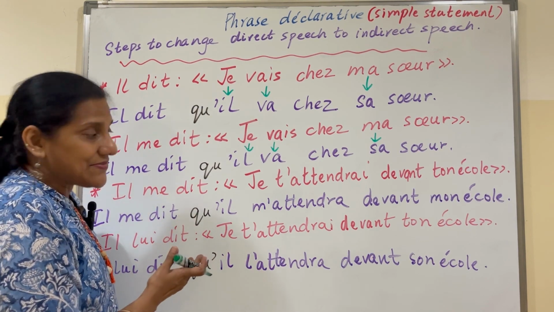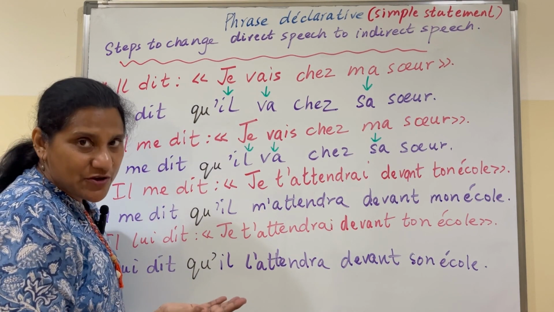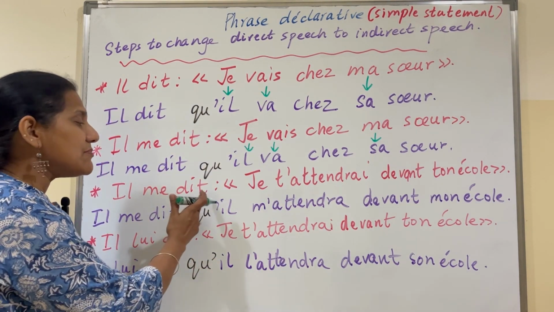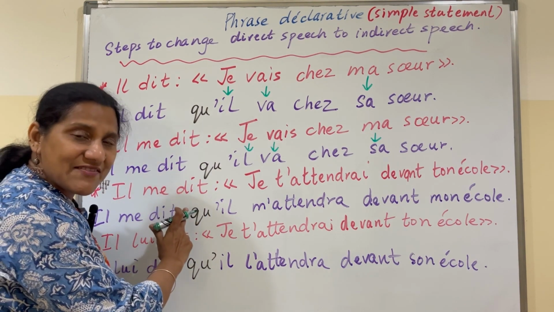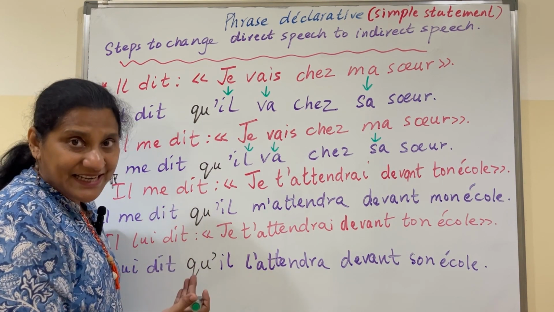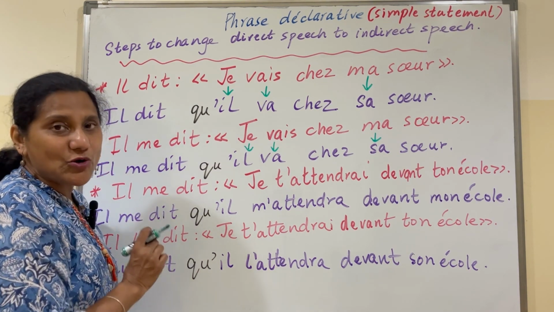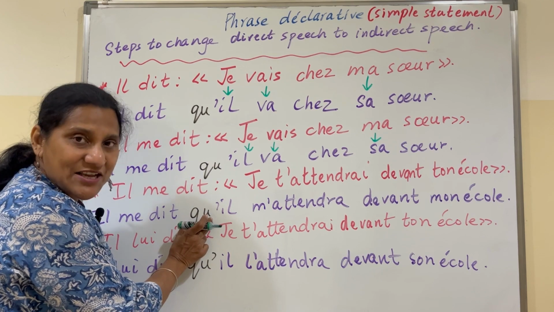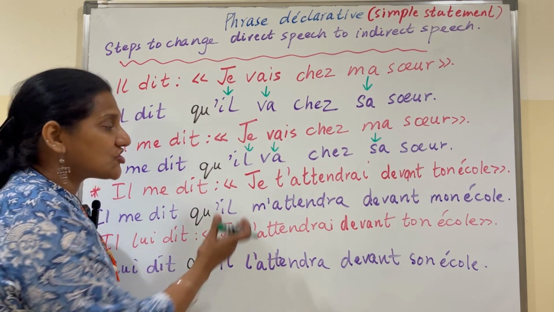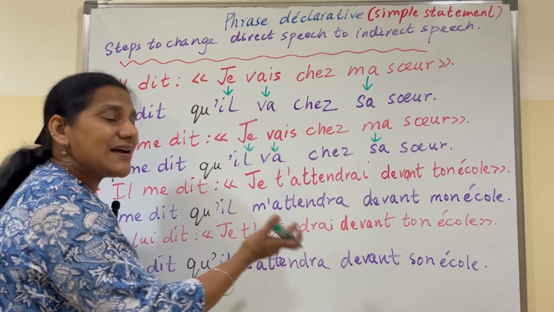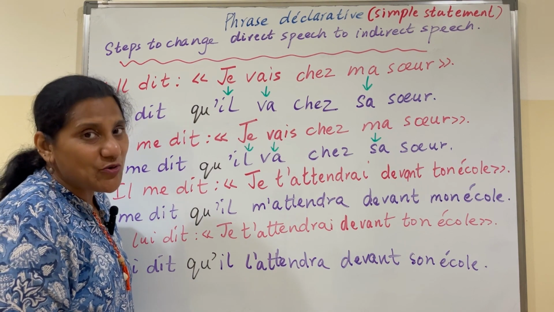Il me dit, « je t'attendrai devant ton école. » I'm going to wait for you in front of your school. Il me dit is my main clause. When I'm changing from direct to indirect in phrase déclarative, I write out the main clause, remove the colon as well as the quotes, join the sentence using que, in the subordinate clause, change the subject pronoun, the verb, as well as the possessive adjective according to who's speaking to whom in the main clause.